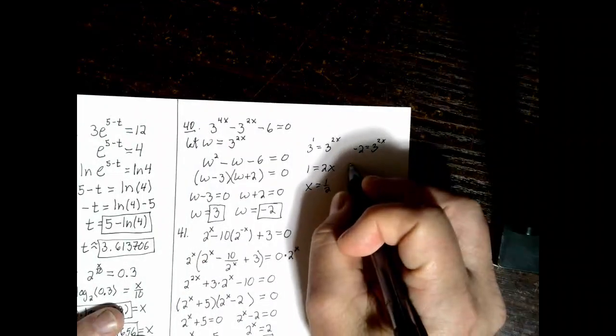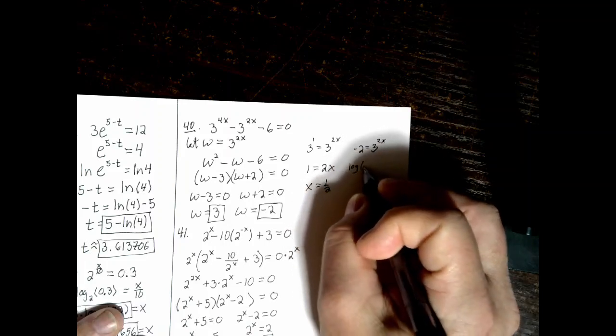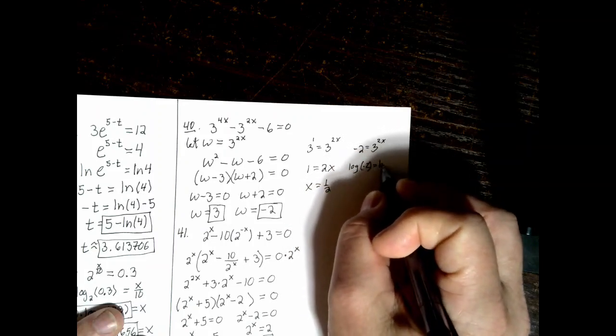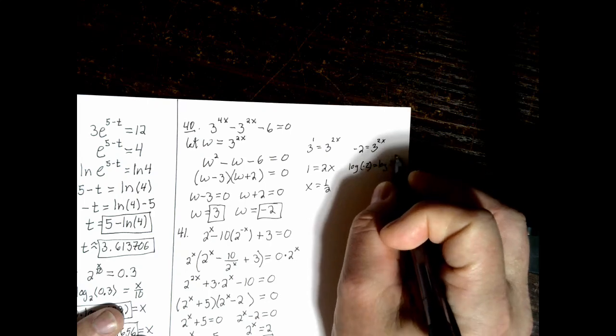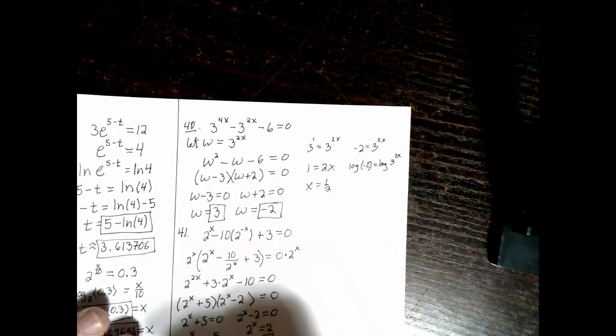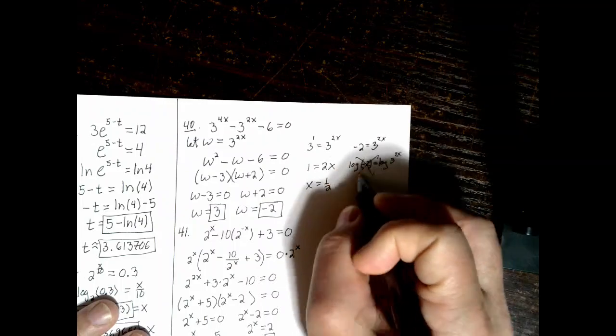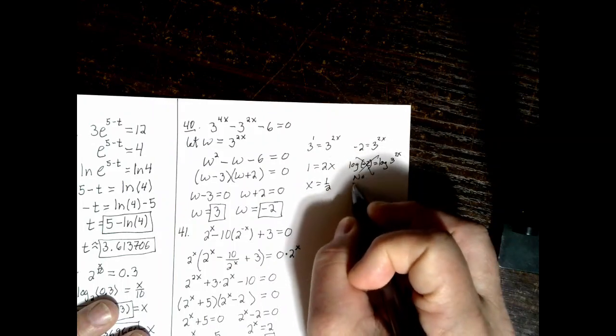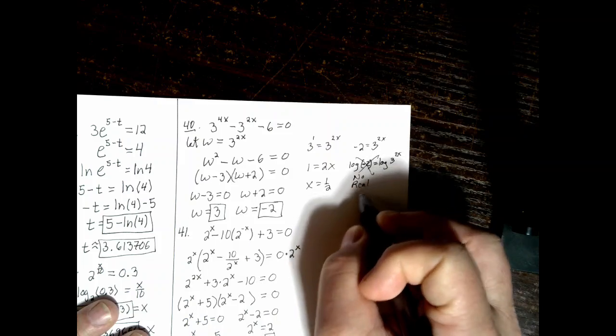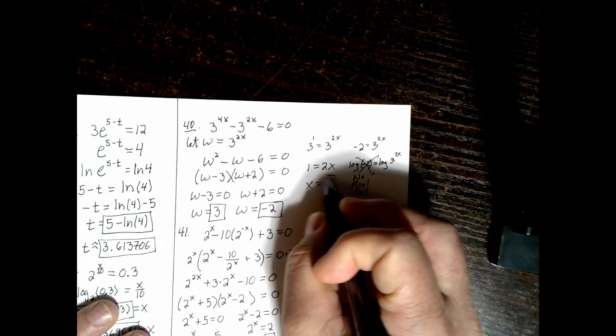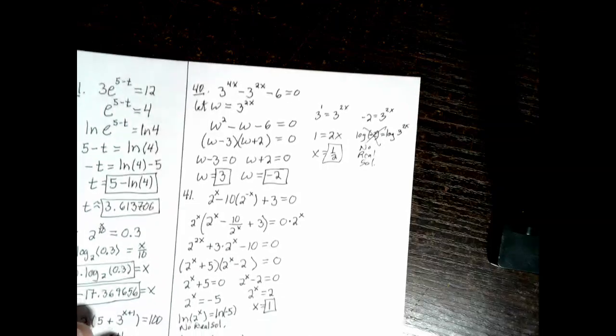And then this one, you're going to get no real solution if you take the log of both sides. The right hand side simplifies down to something, but the left hand side is the log of a negative number, which you cannot do. There's no real solution for this part. But you do get a legitimate answer of 1/2.